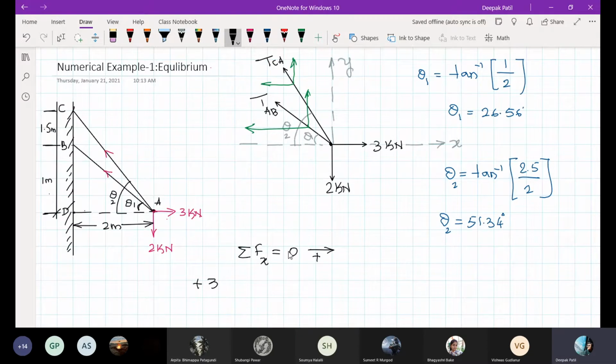Then coming to this TCA. The horizontal component of TCA will be TCA cos of theta 2, that is, TCA cos of 51.34. Let me write that: TCA cos of 51.34. So should I put plus or minus, students, to this?